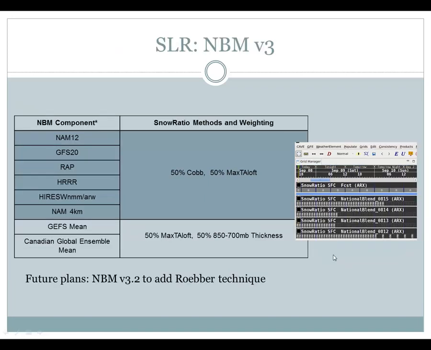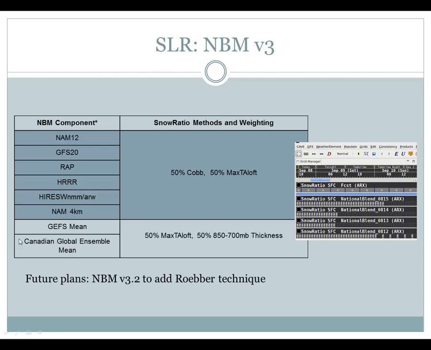What about the NBM, at least in version 3 and looks like 3.1, which will come out next winter? It will be this blend here that you see, and here are the model members that are within that blend right now. There's also the GEFS mean sounding and the Canadian Global Mean Ensemble data set that we have.